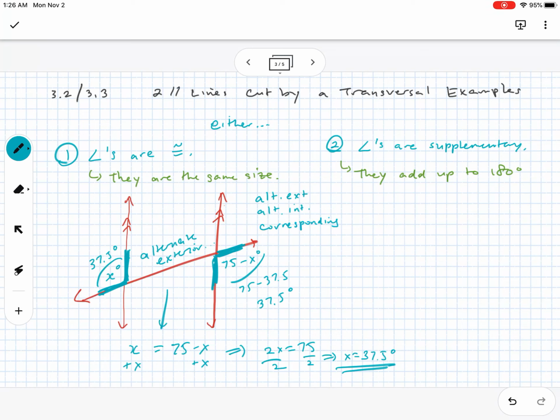Right? So just to make it clear, the ones that are congruent are alternate exterior, alternate interior, corresponding, and then vertical. Okay, so these are the 4 types of angle relationships that are congruent. And then secondly, if it's not congruent, then what they're going to do is they're going to add up to 180. So let me go ahead and draw another example of 2 parallel lines.